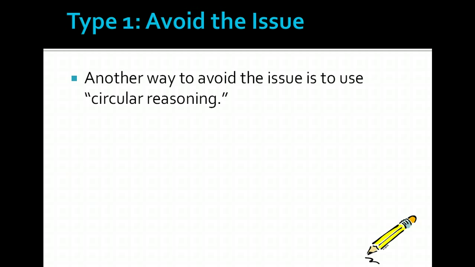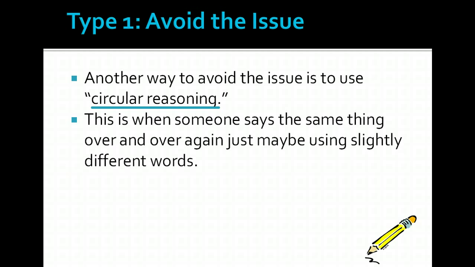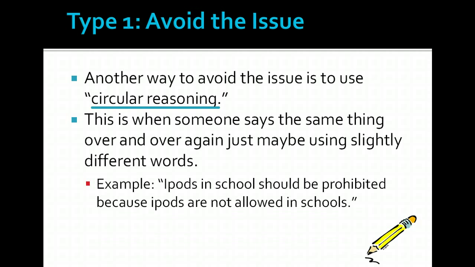Another way to avoid the issue is to use circular reasoning. This is when someone says the same thing over and over again, but slightly changes up their words a little bit. It would be like if someone were to say, well, iPods in school should be prohibited because iPods aren't allowed in school. Well, you didn't really say anything just then. You said the exact same thing in a different way. Prohibited means not to be allowed. So you might sound smart, but you're actually not giving any good argument.